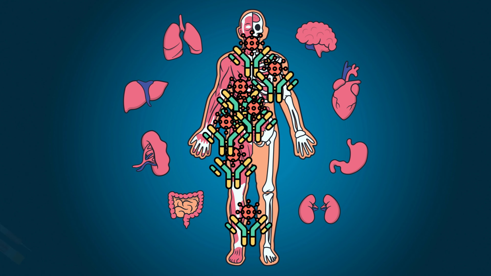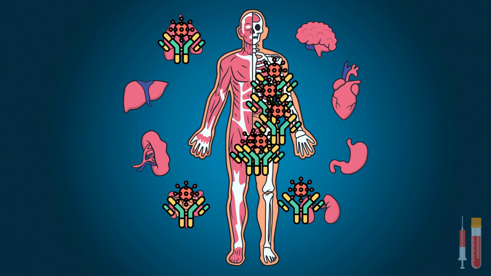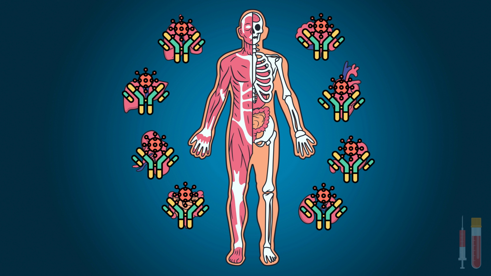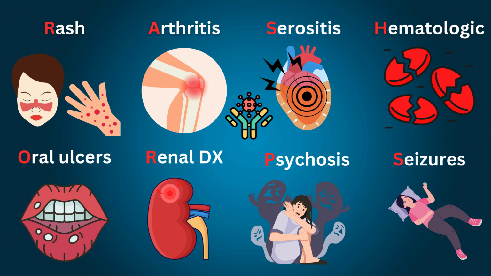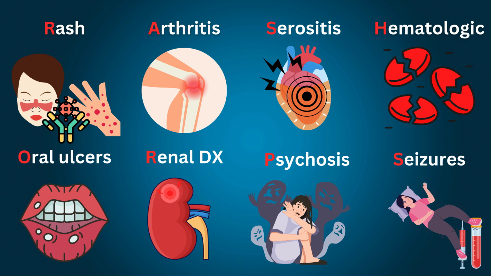As we said earlier, the immune complex circulates in the body and then deposits in different organs of the body randomly, causing inflammation in the organs where it is deposited. For example, if it is deposited in the skin, it causes a rash. If it is deposited in the joints, it causes arthritis. And in the serous membranes, it causes pleuritis and pericarditis.